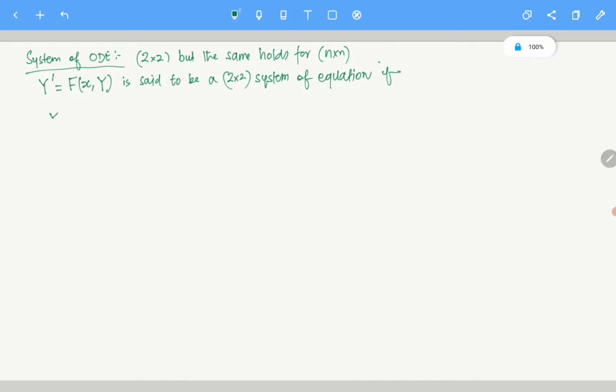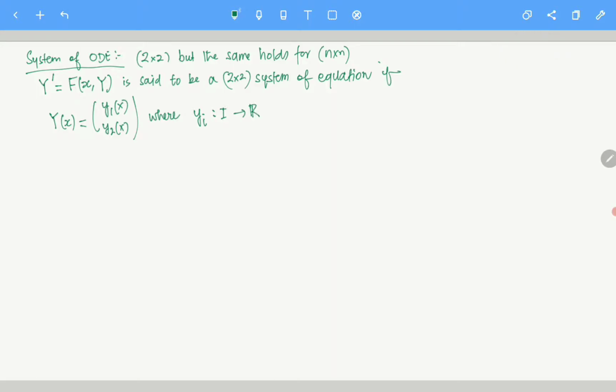See this capital Y, this is a vector valued function, in the sense that Y depends on x, and that is given by y1 of x and y2 of x. Clear? If Y of x looks like this, where every function yi, these are functions from wherever x is defined. So let's say from the interval I to R.